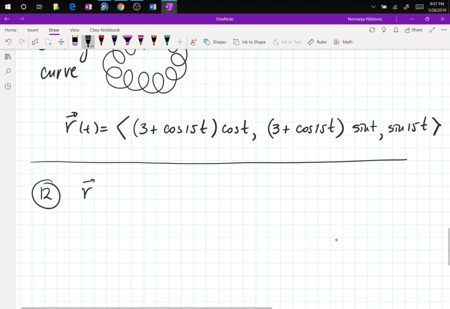So they're asking you for the r of t, which is the intersecting line for 2x plus 3y plus 4z equal to 7. And the second plane is 2x plus 3y plus 5z equals 8.